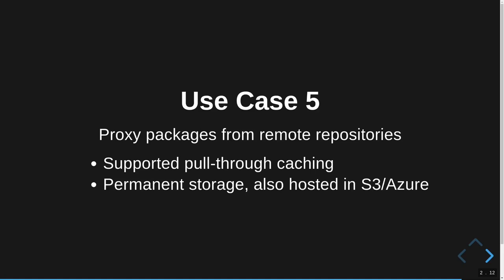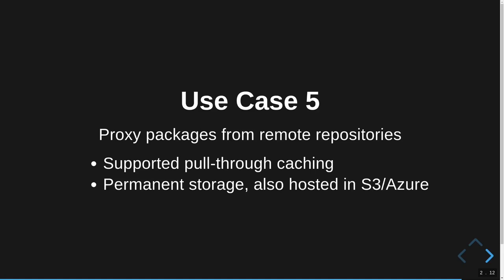And furthermore, Pulp has built-in deduplication machinery, which works either with a regular file system backend, S3 or Azure, and this can save you a lot of money when storing packages in the cloud.